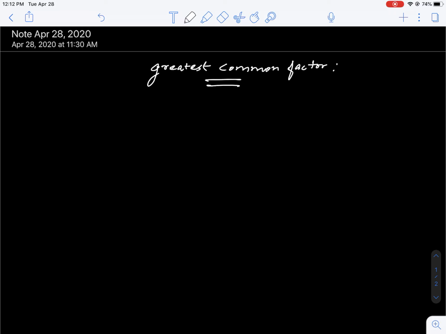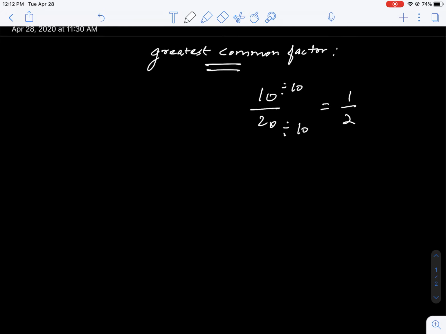So I'm going to take up an example. If I say 10 over 20, and I want to simplify this, the greatest common factor for both is 10. So I can divide 10 and 20 by 10, and I will get 1 over 2. So this is what I have simplified it to. So 10 was the greatest common factor for 10 and 20. But there is a way to find the greatest common factor, and today we'll learn how to find the greatest common factor.